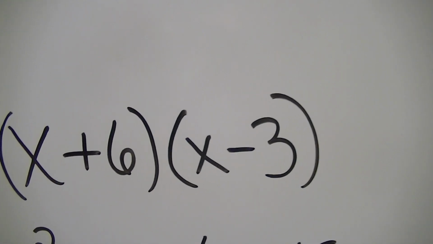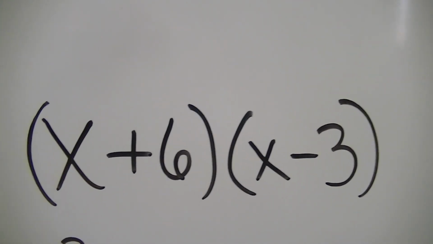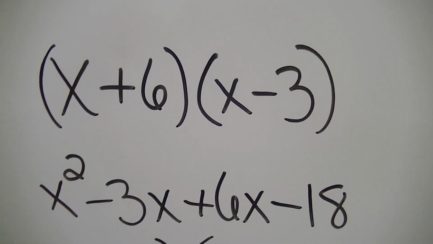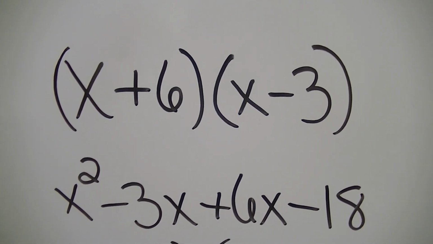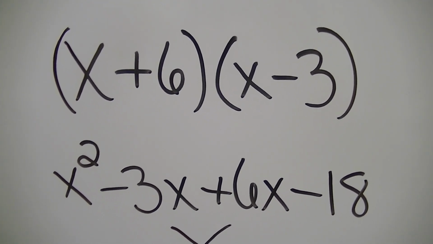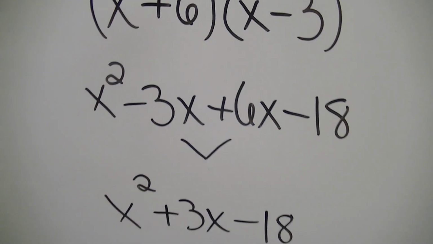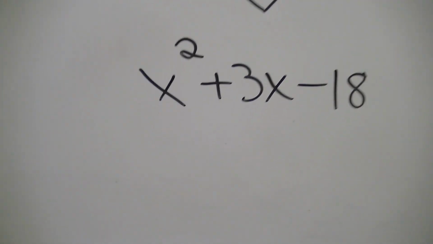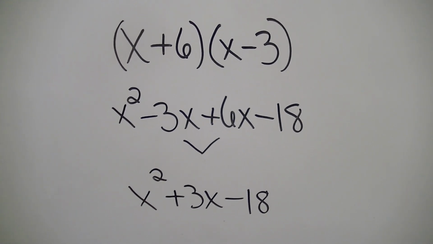Let's look, and we have a positive and a negative. What happens here? Same method. X times the x gives us x squared. X times negative 3 gives us negative 3x. 6 times x gives us 6x. And negative 3 times 6 gives us negative 18. Now we still got a positive and negative number. We got to combine them, right? Negative 3 and a positive 6 gives us a positive 3x. So our final answer, x squared plus 3x minus 18. That's how we got it from that.